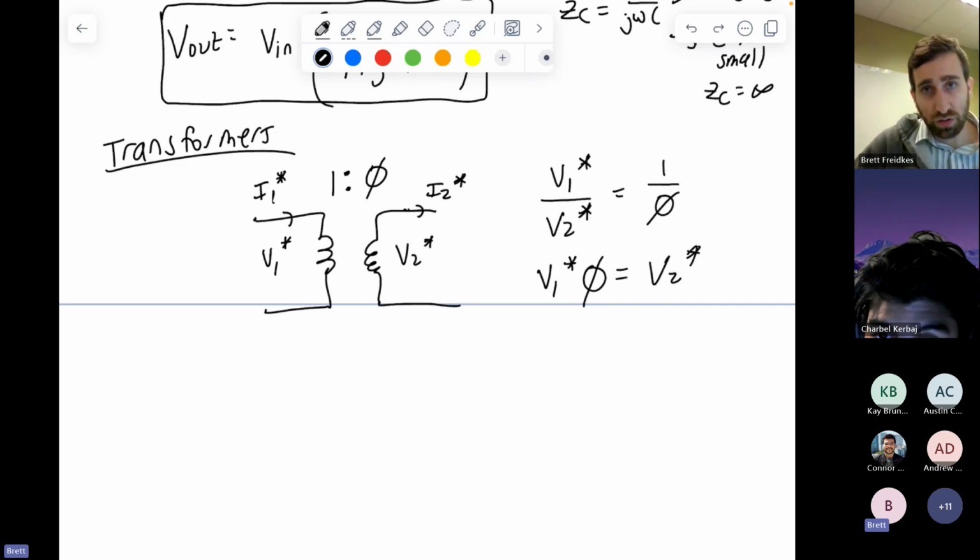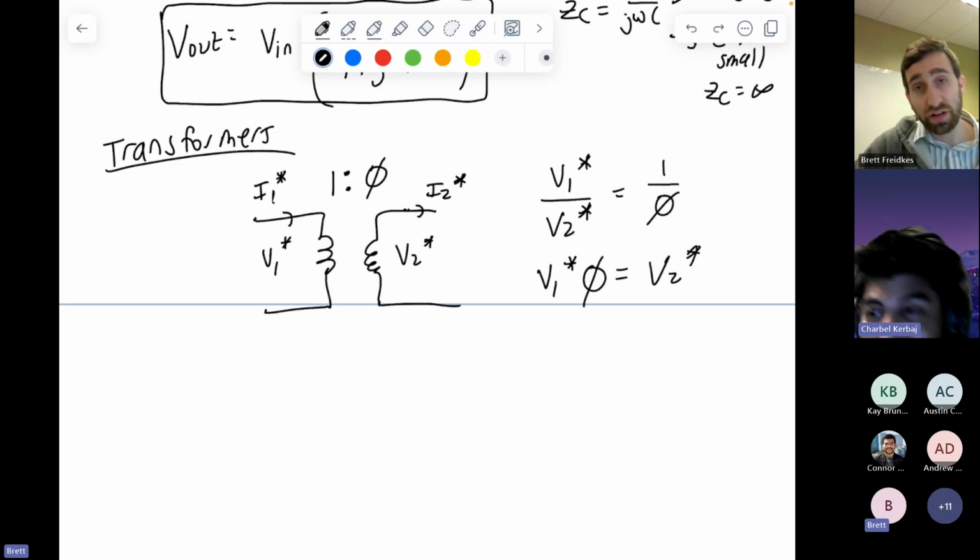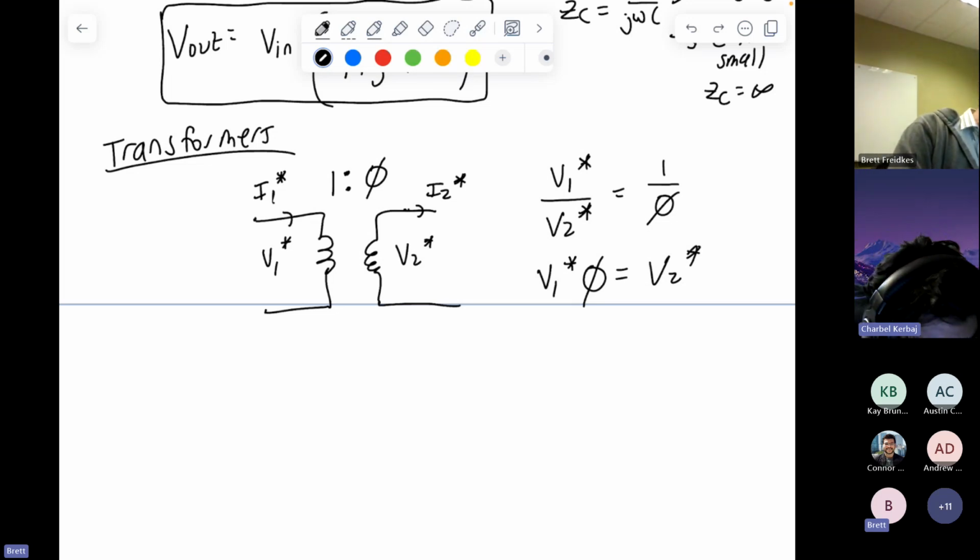At what cost? What has to decrease to make this voltage increase? Somebody remind me. Current. What do you say? I was going to say current, but I don't think that's correct. It is right, current. No, it's correct. Yeah. Because remember, power is conserved.